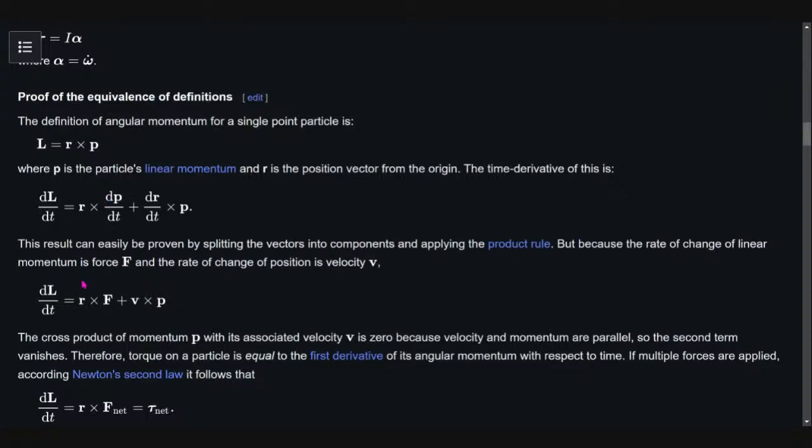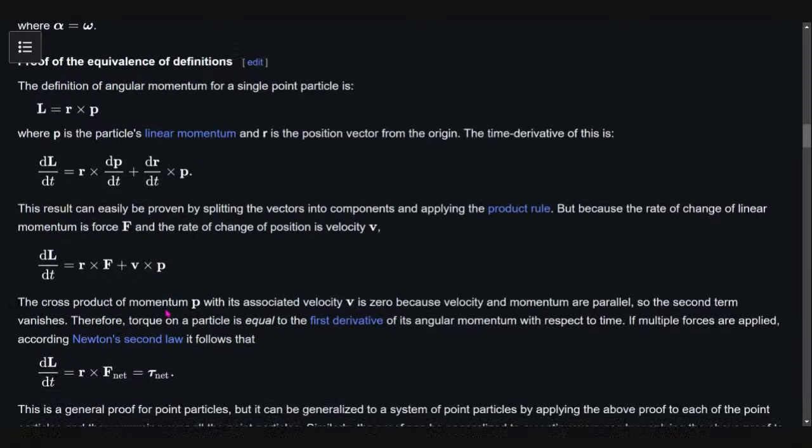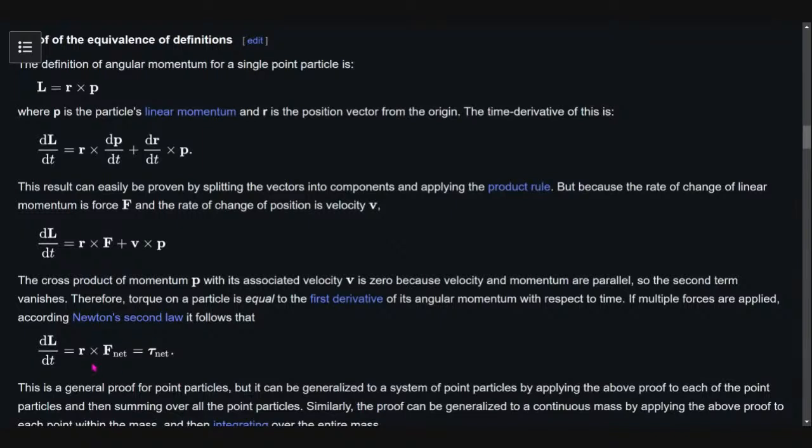Okay, so dL/dt is R cross F because F is dP/dt. That's correct. That's literally Newton's second law of motion. Plus dR/dt is defined as V. That's good. Cross P. That's great. So dL/dt is R cross F net.